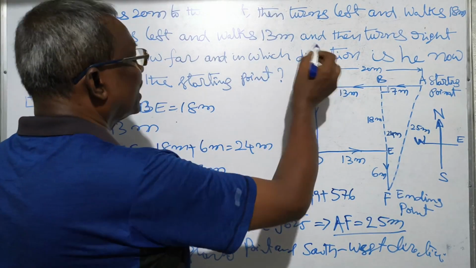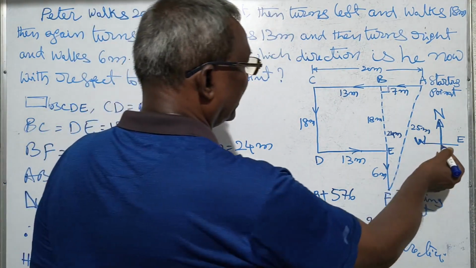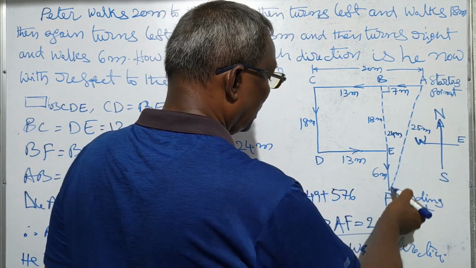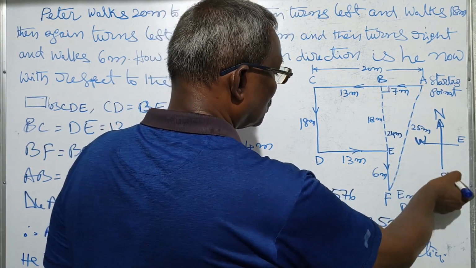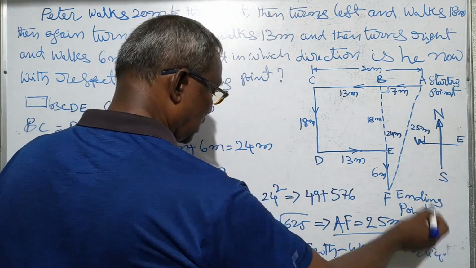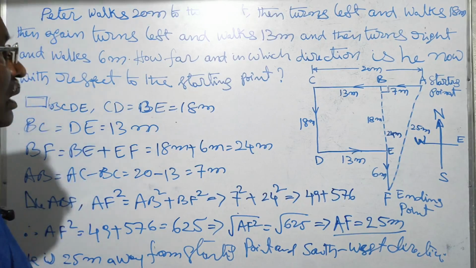And which direction? His direction is, first he started towards west, then he came and ended towards south. So that means south and west direction. This is the final answer.